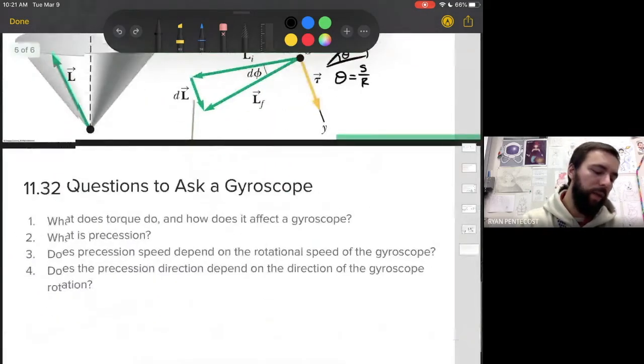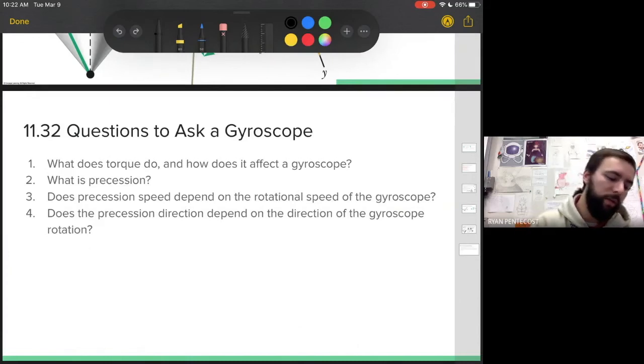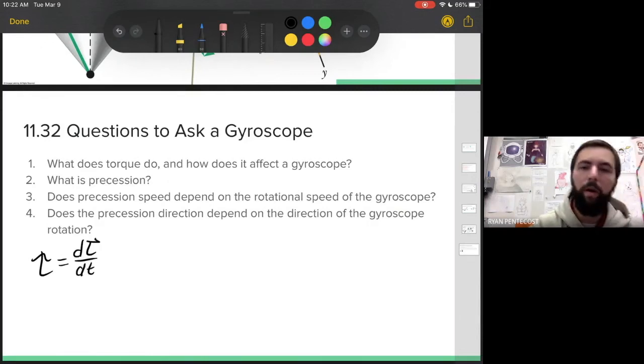All right, last bit to talk about. Questions to ask a gyroscope. So first, what does torque do and how does it affect a gyroscope? So a little bit of a summary. Okay, torque changes the angular momentum of an object or of a system. Okay, and how does this affect the gyroscope?